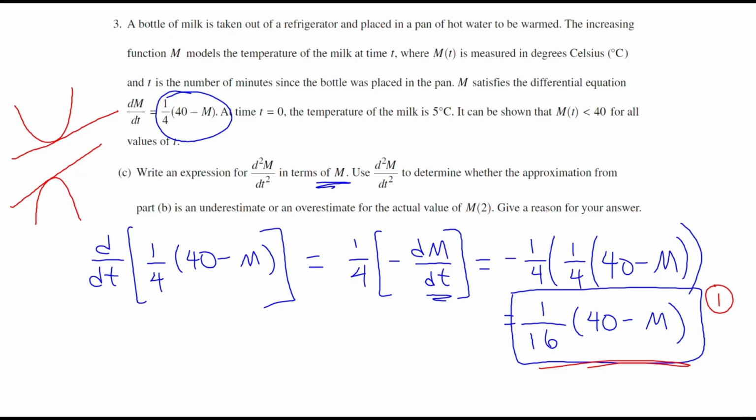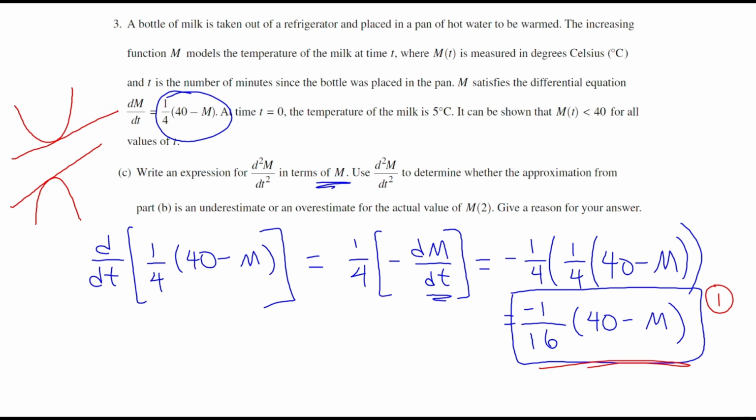Well, we don't actually have a specific value for m that we need to test. We need to make sure it's true on the entire interval that we're talking about. And I forgot my negative sign over here. So let's fix that, because that's going to really mess up this answer. Right, we had negative 1/16 of 40 minus m, not 1/16 of 40 minus m.